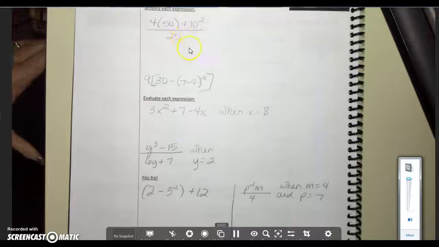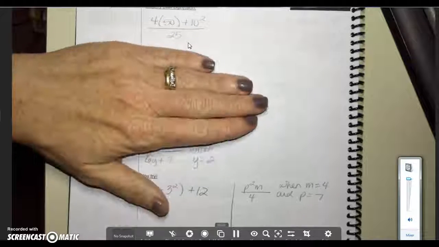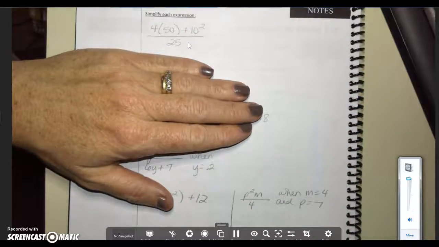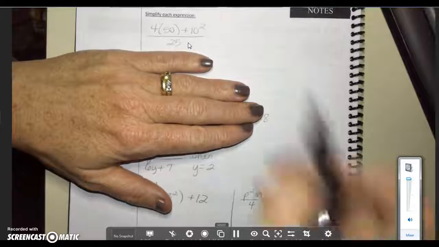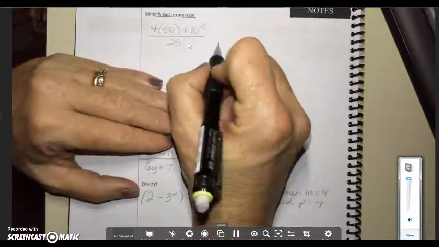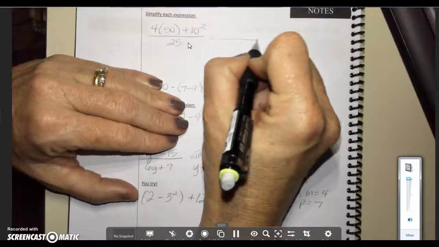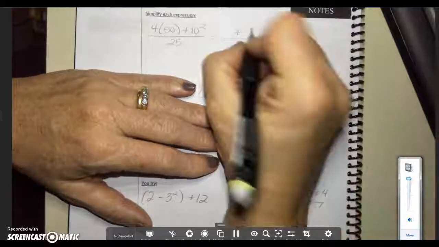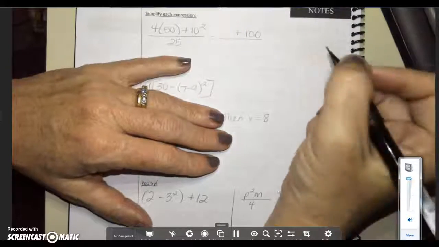No variables in this, just strictly numbers, okay? So, what's the first thing that I need to do? The exponent, right? I need to do the exponent first. So what you can do with each of these is just swap out another number. You're making change. So what's 10 squared? 100. Good. Means 10 times 10, not 10 times 2.